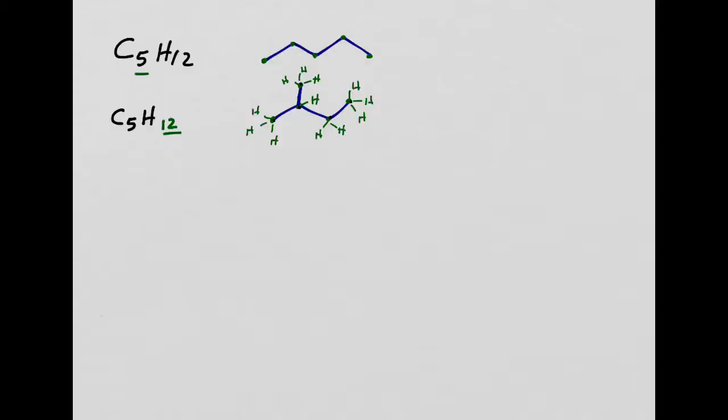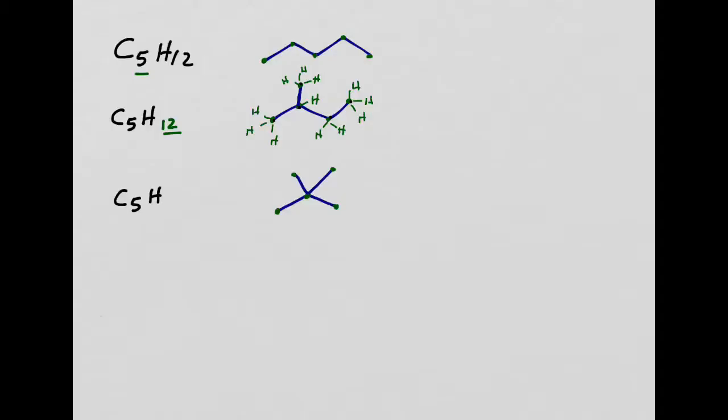Okay, how about this way? Can I draw it this way? Let's see, I have a branch. I have a backbone that has 1, 2, 3. And then I add 2 branches. Would this work? Let's see. How many carbon atoms do I have? 1, 2, 3, 4, 5. So I have 5 carbon atoms.